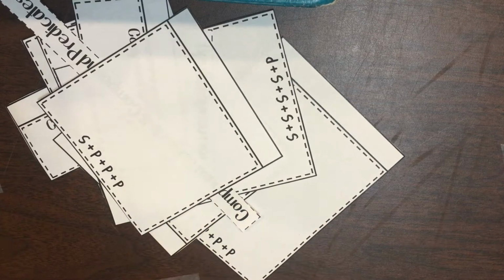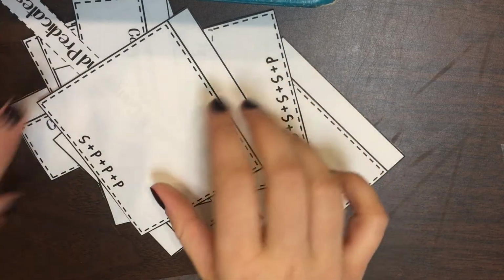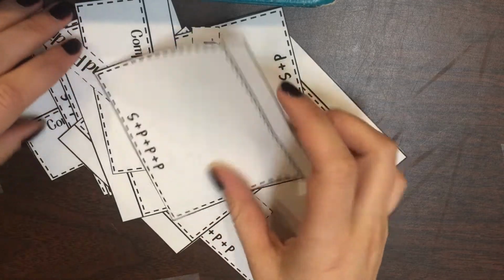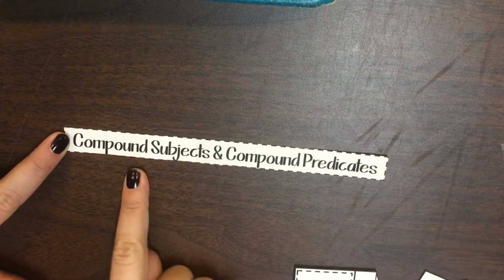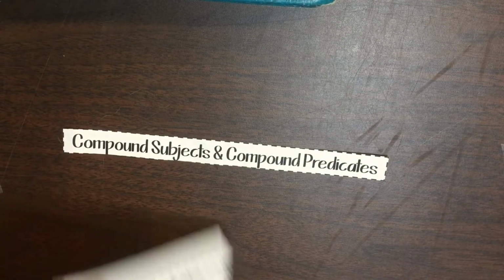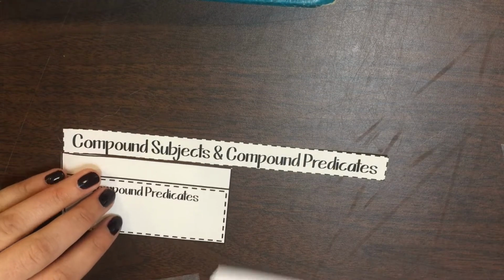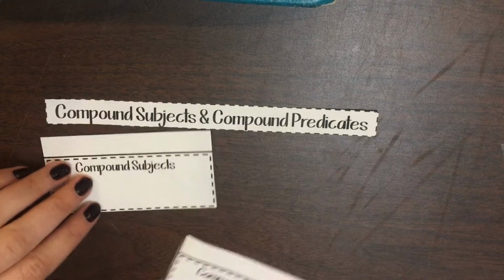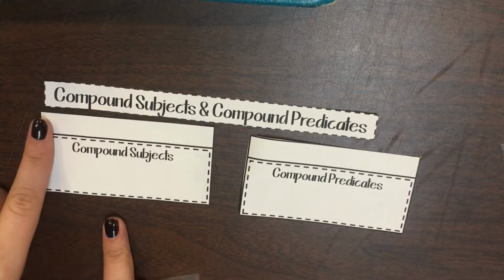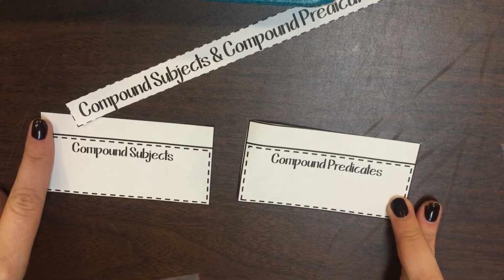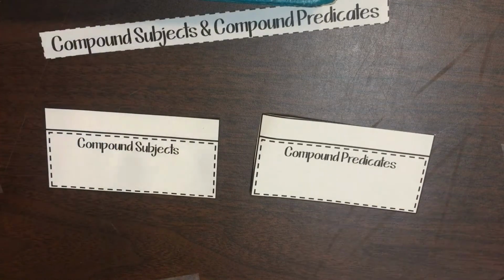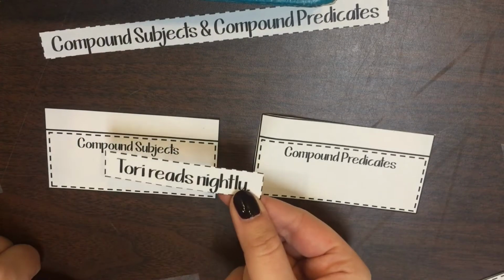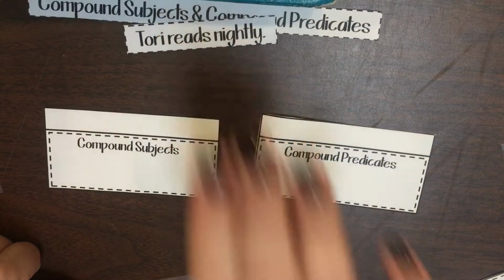So the first thing we're going to do is organize our pieces of paper. We are talking about subjects and predicates still, but we're talking about compound subjects and predicates. So you have two little headers that look like this: compound subjects and predicates. Let's put our subjects one to the left and our predicates one to the right. And then you're going to see you have this one little sentence here. We'll put that up at the top. We don't need that quite yet.